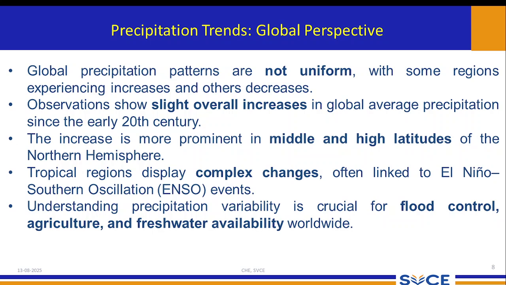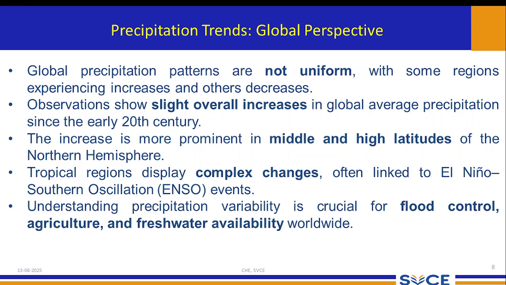Tropical regions display complex changes. Underline the words complex changes. What do we mean by complex changes? That means it's very difficult to identify the pattern. Tropical regions display complex changes, complex changes in the sense that it is very high.